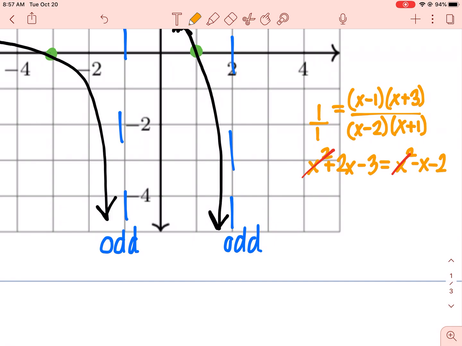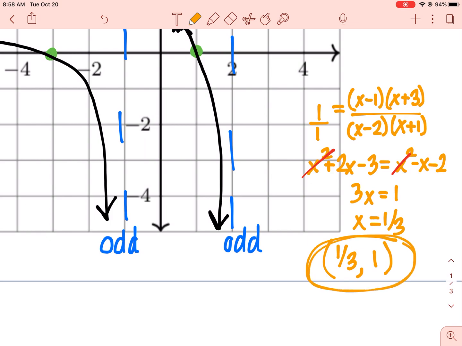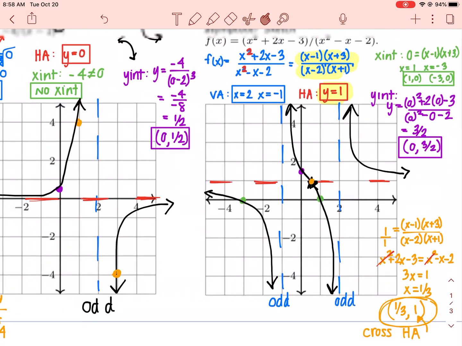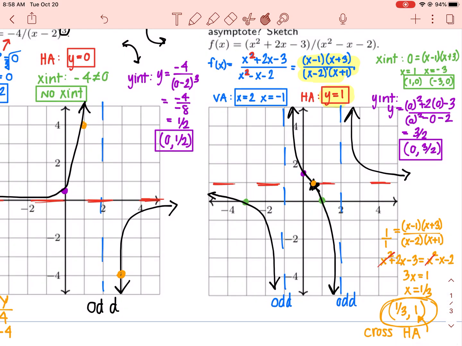I would get 3x equals 1, so x equals 1/3. So it's saying at x is 1/3, the y value of 1, that's my horizontal asymptote, this is where it should cross the horizontal asymptote. Notice the y value is the horizontal asymptote. If I'm correct, that's about 1/3, 1. Yep, right there. Okay, so I will be requiring you to now do XY tables as well as check if it ever crosses that horizontal asymptote.